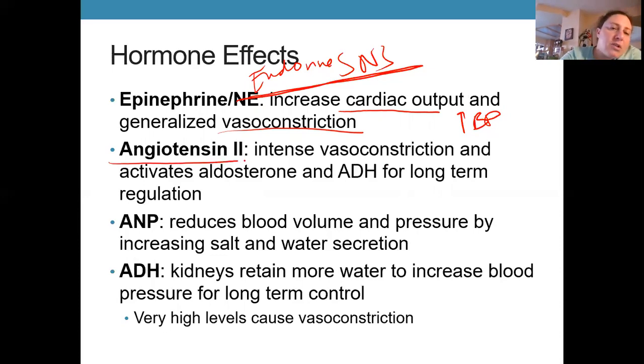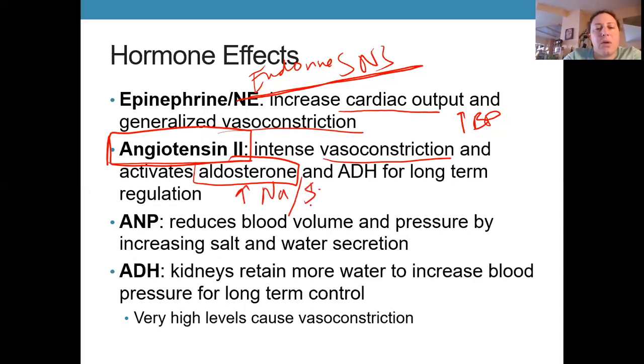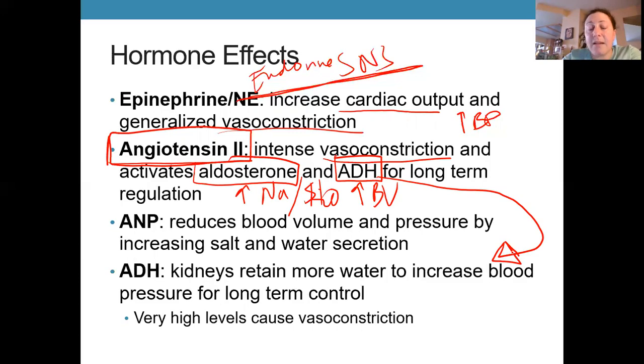Angiotensin II is a hormone that is already circulating in your blood, and it gets activated as needed. It also causes vasoconstriction, and it activates two other hormones. It activates aldosterone, which hopefully you remember causes you to retain more sodium and therefore water, and that increases blood volume. And also antidiuretic hormone, which we talked about as well. That's coming from the pituitary gland, and that causes the kidneys to retain more water.